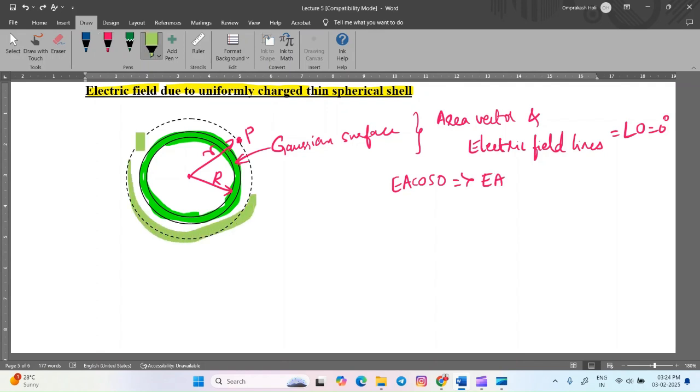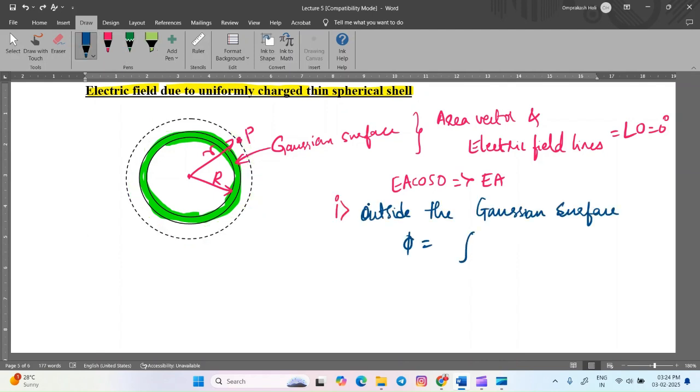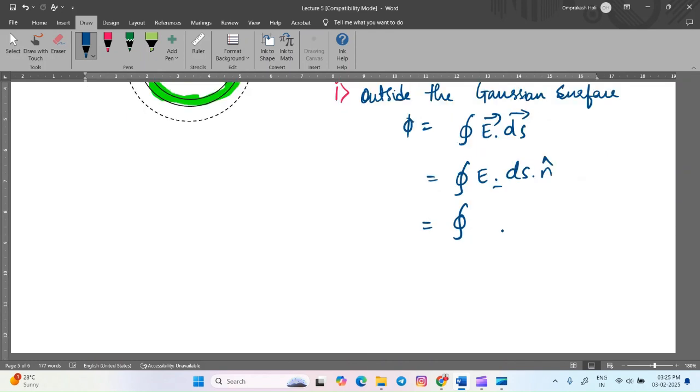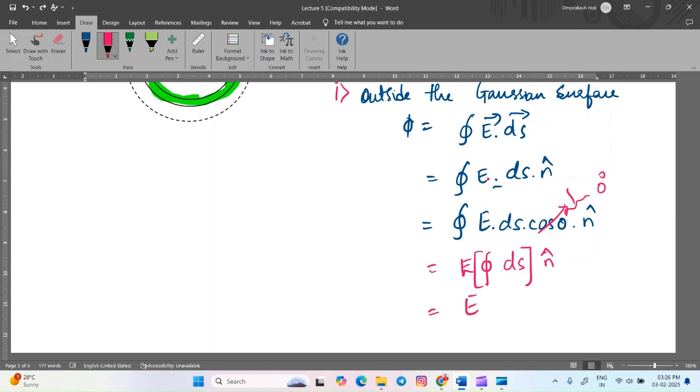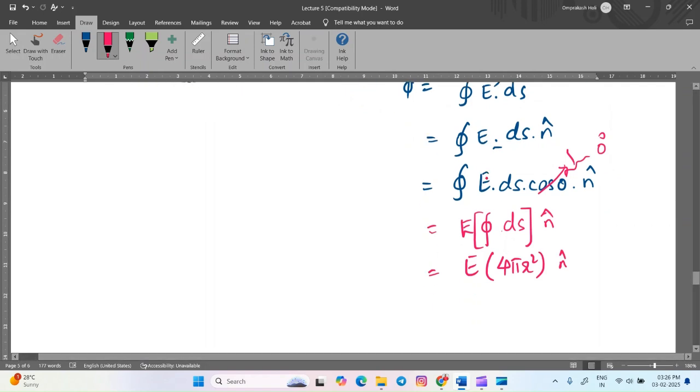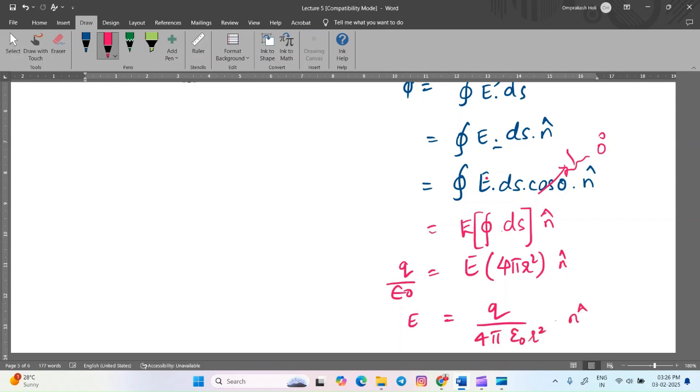Outside the Gaussian surface, that means at this particular point, the closed integration of E into ds, where the vector ds can be written as ds into n cap. Remove the dot, it becomes cos theta. E into ds into cos theta, where if theta is equal to 0 degrees, cos theta becomes 1. So it will be E into the integration of ds. Total surface area of the spherical shell is 4 pi r square. Therefore, by Gauss law we know that phi is equal to q by epsilon naught. Therefore, E becomes q divided by 4 pi epsilon naught r square into n cap for a spherical shell outside the Gaussian surface.